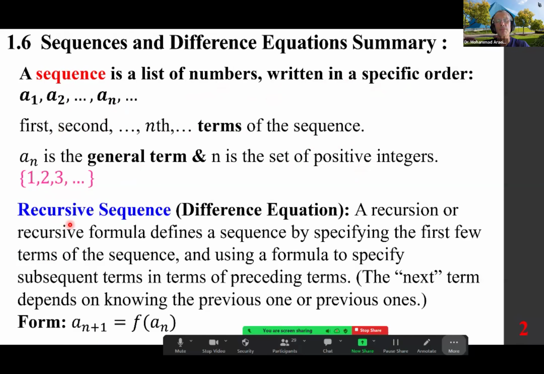Recursive sequence, also known as difference equation. A recursion or recursive formula defines a sequence by specifying the first few terms of the sequence and using a formula to specify subsequent terms in terms of preceding terms. The next term depends on knowing the previous one or previous ones. And the format is a sub n plus 1 is f of a sub n.